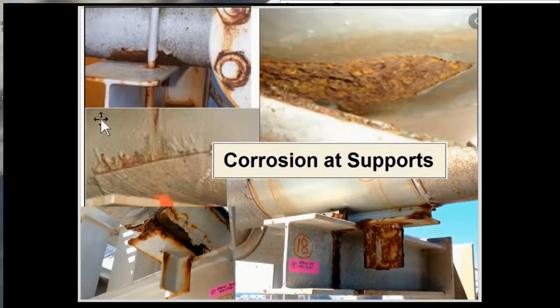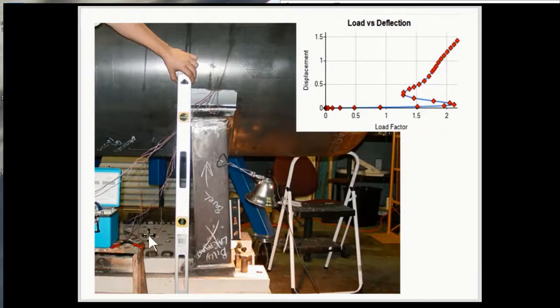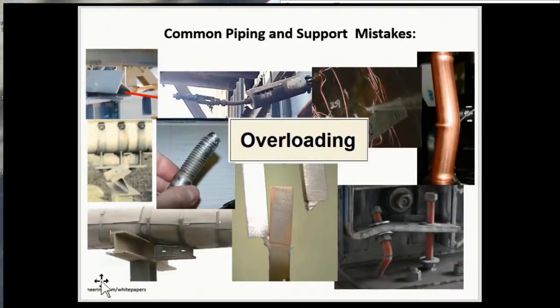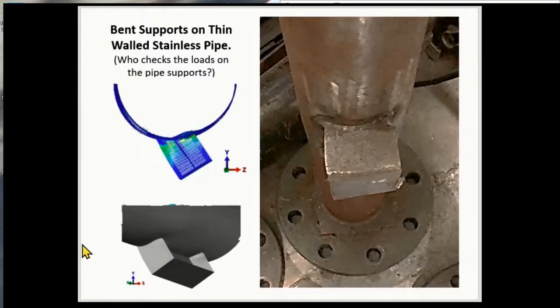Here are typical corrosion problems at supports. This is courtesy of Piping Technology and Products. Here are some overloaded supports. And here's a test model that PRG ran in the lab to investigate the effect of pads, lugs, shoes, and thin wall attachments.